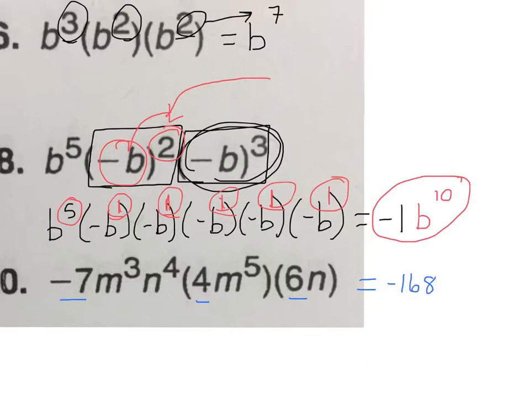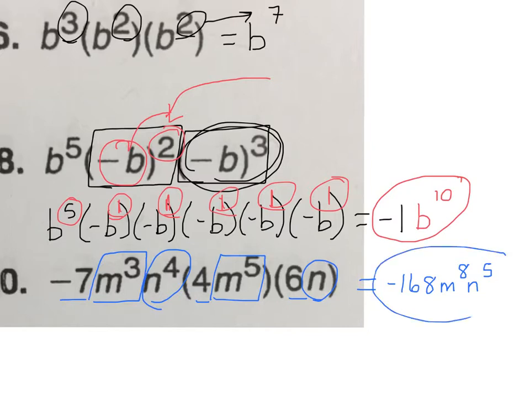Now, I'm going to multiply all the m's, and then I'll multiply all the n's. M cubed times m to the 5th is m to the 5 plus 3. 8? 8. Good. When you multiply like bases, you do what with their exponents? Add. N to the 4th times n is? N to the what? 5th power. Good. So that's your answer on that one.